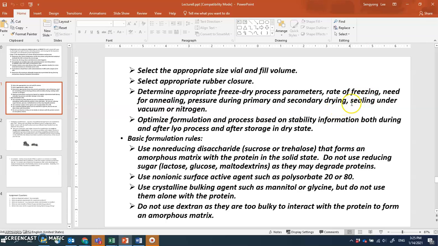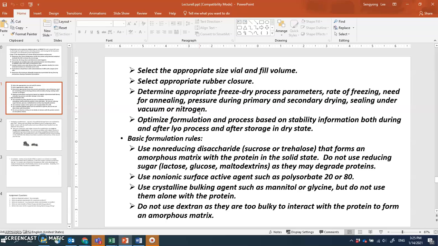And the sealing method, how you're going to seal your drug after everything is dried inside of a freeze dryer. You probably need to lower your plate to seal it up. How do you achieve that is a question. Okay, and do you need to fill your drug with vacuum, or after vacuuming, do you need to fill your drug with nitrogen to stabilize it? Then how are you going to do that? It's another question. Okay. And optimize formulation and process based on stability information both during and after the lyo process, drying process, and after storage in dry state. All these things are important.